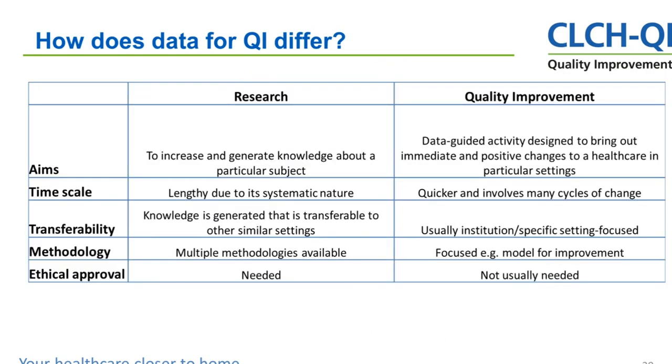So looking at research and quality improvement a bit more deeply, it is important to identify the key differences, where some people actually see research and quality improvement as synonymous with each other. But seeing their differences is key in understanding what sort of improvement work we are doing and how that affects the data we're going to be collecting. So the aim of research is to increase and generate knowledge about a particular subject, whereas quality improvement is much more data driven. It's guided to bring about immediate and positive changes to healthcare in particular settings.